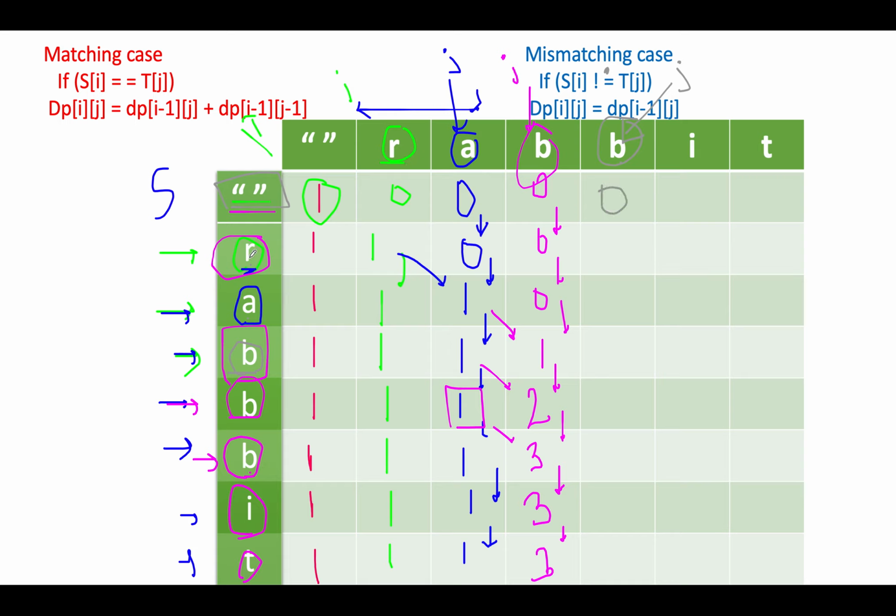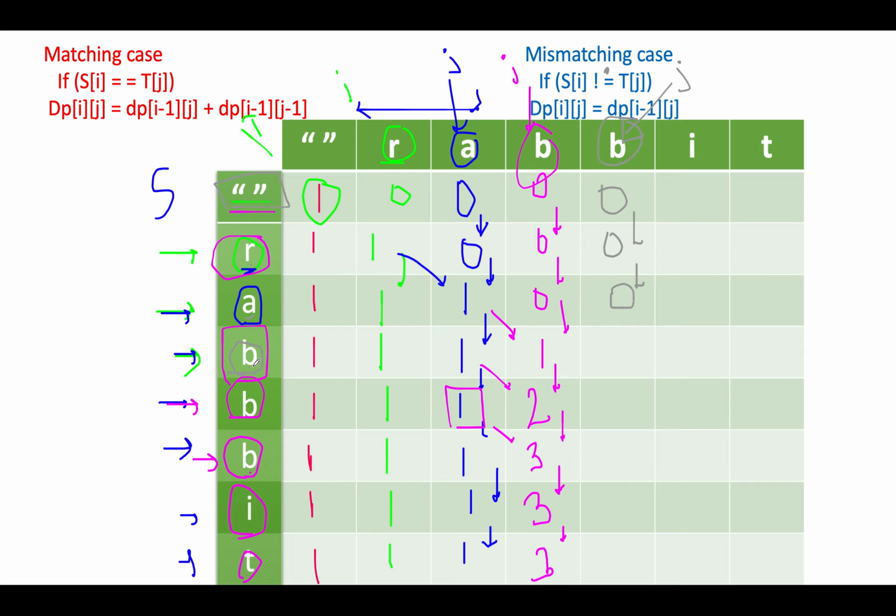Next we have R. R doesn't match with B. It's a mismatching case. The value from the previous row gets copied down. Next we have the string RA, and A doesn't match with B. Whatever value is held at the previous row gets copied down.